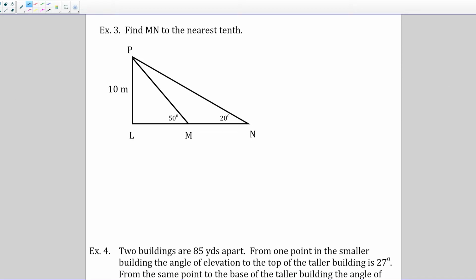Let's check out this problem now where we're going to actually subtract two side lengths. So we need to find side m to n. So let's go ahead and highlight m to n. So we're going to look for this guy here. And we need to come up with a plan first.